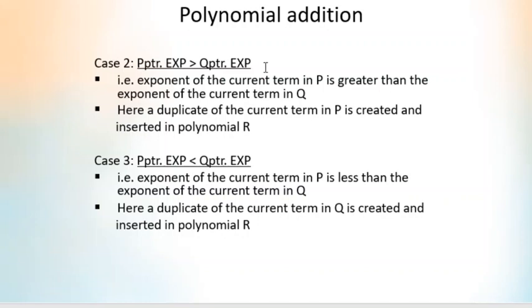Now next case is when the p pointer exponent is greater than q pointer exponent. So what happens is you can just add the duplicate of the current term in p to r and just advance p pointer to the next node. And case 3 is p pointer exponent is less than q pointer exponent. In that case, you can add the duplicate of the node pointed to by q pointer to the resultant polynomial r and then advance q pointer to the next node. So this is how the polynomial addition is done.